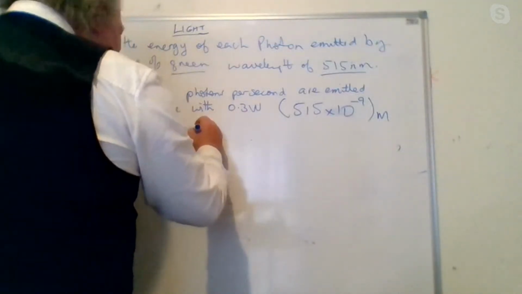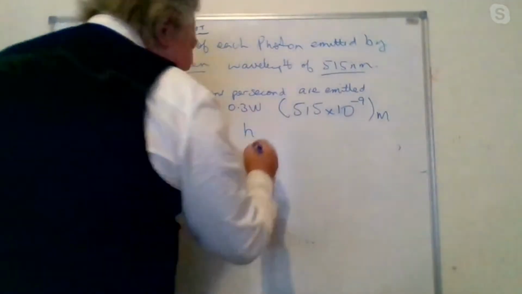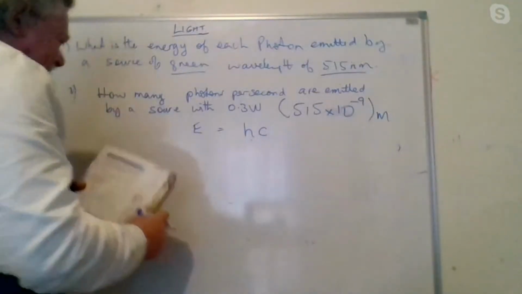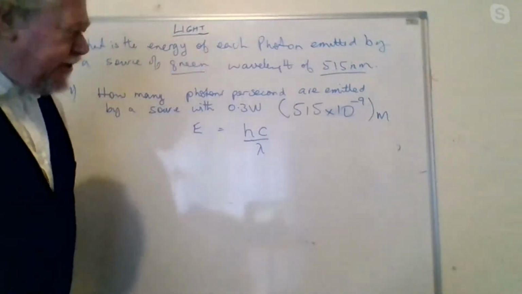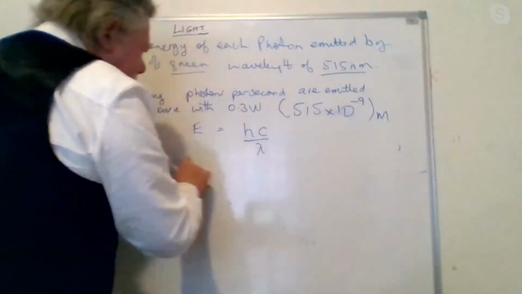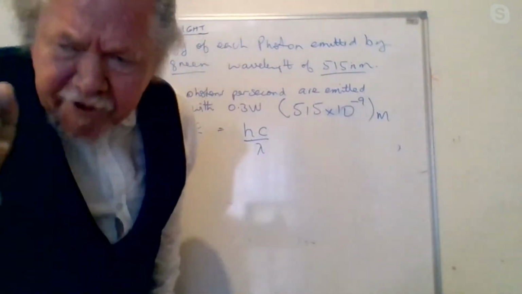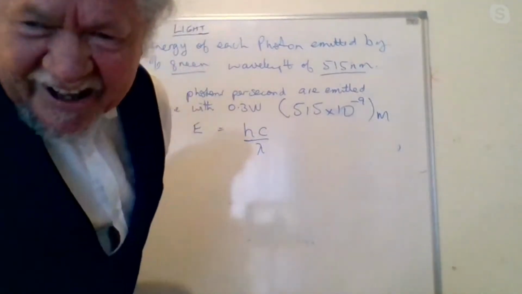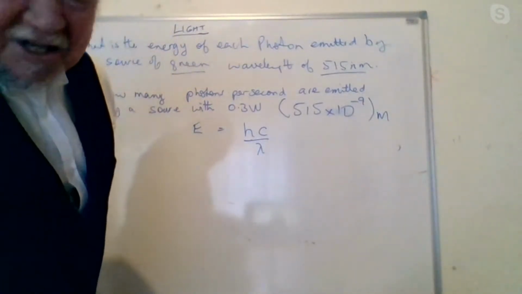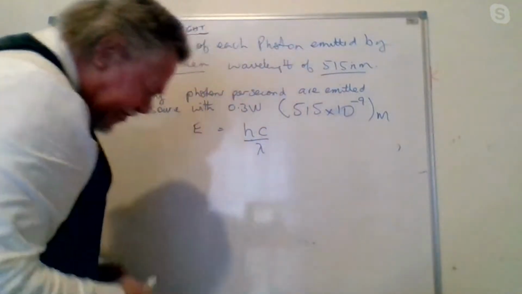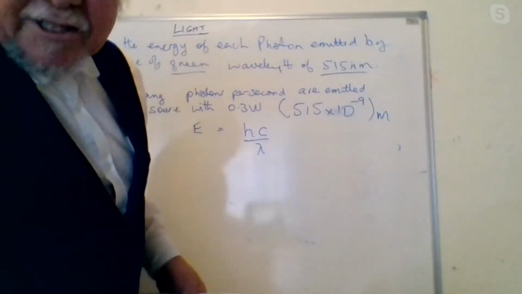So the energy is equal to Planck's constant times the speed of light, and we're going to divide that by the wavelength. Now, for the people watching, this is a really, really important equation. You must not forget this for the rest of your life. I've said that before, and then 5 minutes later they forgot it.